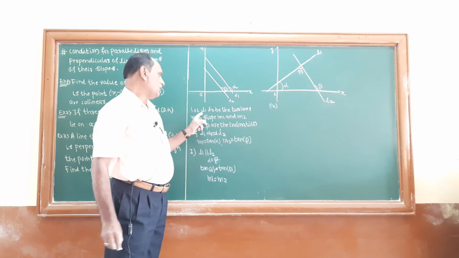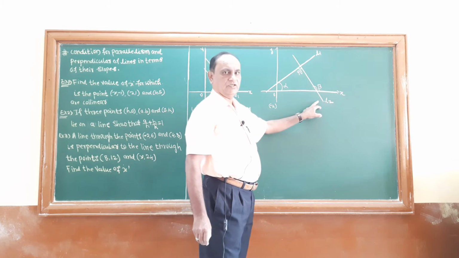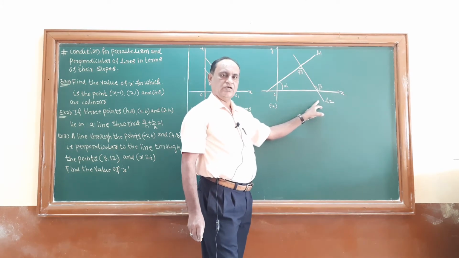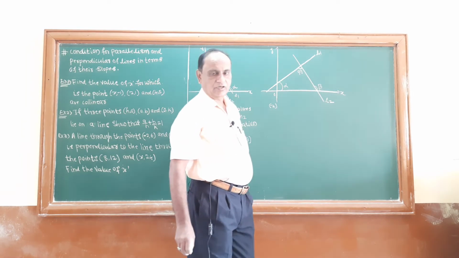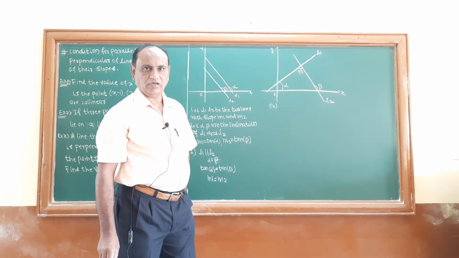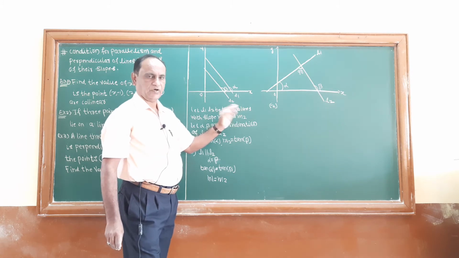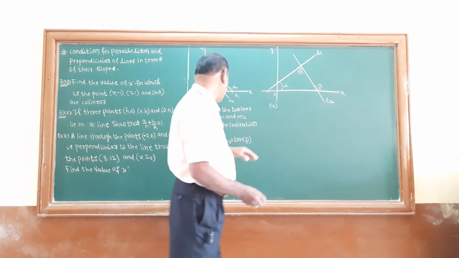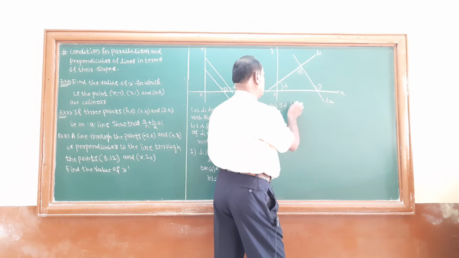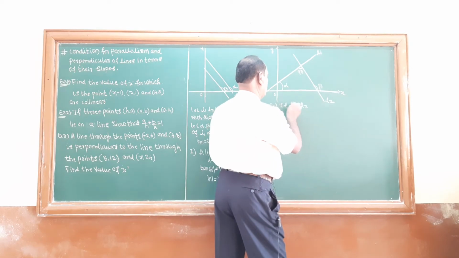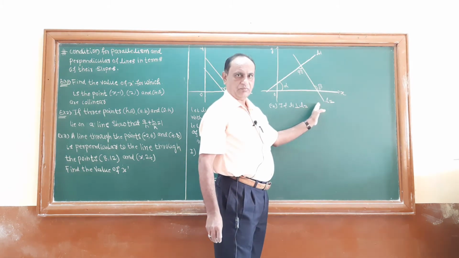Let L1 and L2 be the two lines with slopes m1 and m2. Let alpha and beta be the inclinations of the lines L1 and L2. The same statement comes, there is no need to write it again here. Okay, then come to the condition: if L1 is perpendicular to L2.